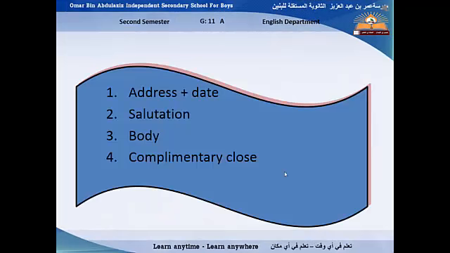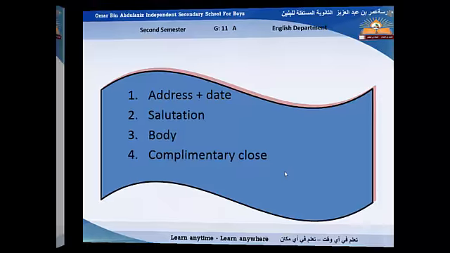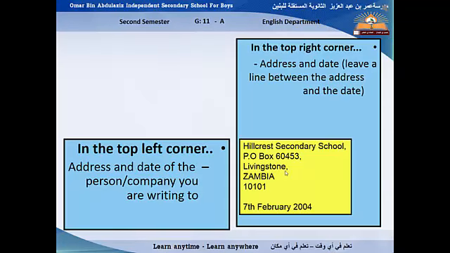This is an example for writing the address and the letter, all of it. The address and date are on the top right corner. Salutation, body, complimentary close. Like that. In the top right corner, you are going to write the sender's address and date, and leave a line between the address and the date, like what you can see here.